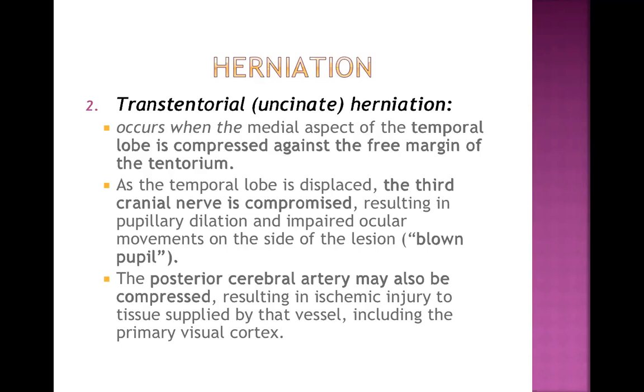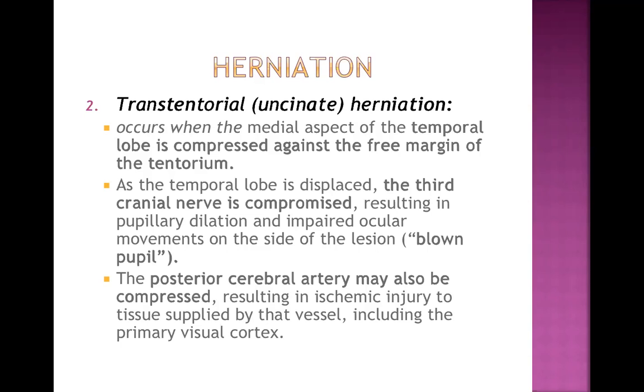One of the important structures is the third cranial nerve. What is the name of the third cranial nerve? Yes, you're right. This is the oculomotor nerve. What is the function of the oculomotor nerve regarding the pupillary size? I'm sure many students know this. The third cranial nerve is a parasympathetic nerve. So what is the parasympathetic function for the pupil? Constriction. But this nerve is damaged here, right? So what will happen? The pupil will be dilated. This is called blown pupil. The pupil is dilated and fixed. This is a very important clinical feature.